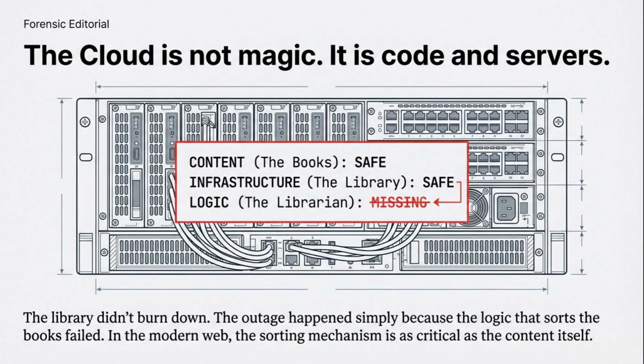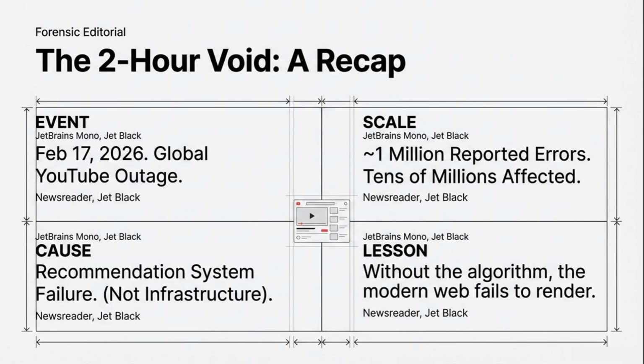So let's bring this home for the listener. Why does this matter? The site came back. Does it really matter that the recommendation engine broke for 2 hours? I think it matters more than we realize. This is a reality check on the whole idea of the cloud. We think of it as this bulletproof, infinite thing. But it's not magic. It's just code and servers. And specifically, it's sorting code.